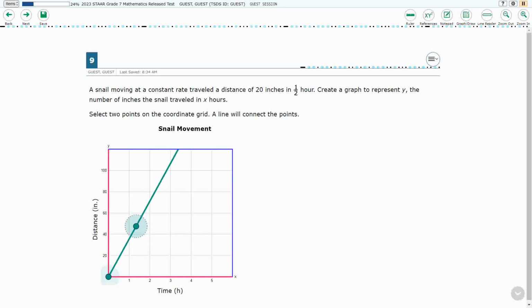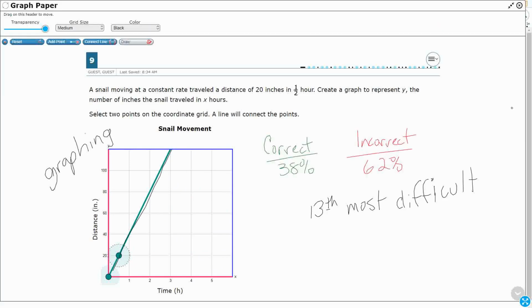That, and in addition to the fact that we did have this initial ratio here of 20 over 1/2. And so they might have struggled with, what do I do if I have a fraction in the denominator? And obviously, we could have just made an equivalent fraction if we really wanted to figure out, okay, so the ratio is 40 over 1. So we've got two different things contributing to our students' difficulties here. Number one, just the use of the graphing tool. And then secondly, the fact that we had initially a fraction in the denominator.